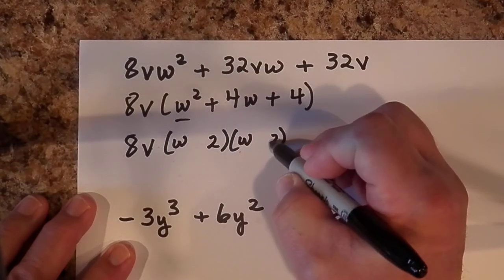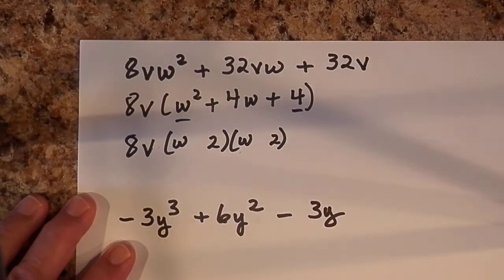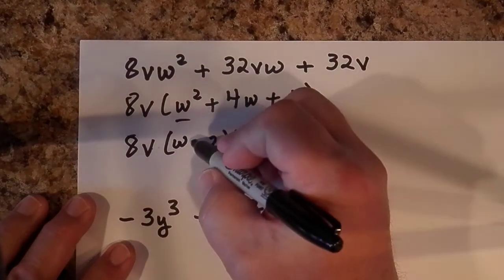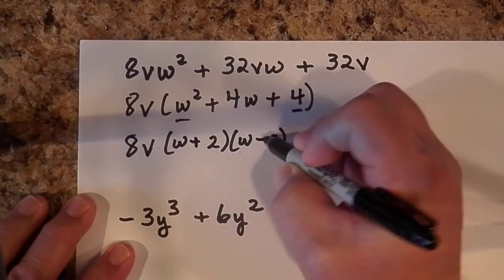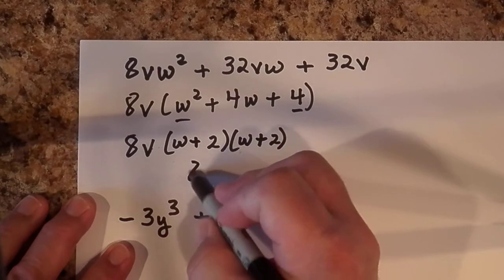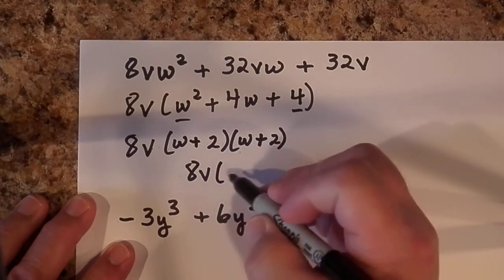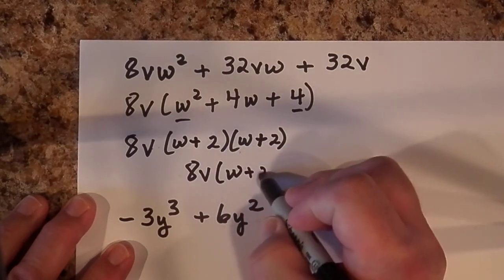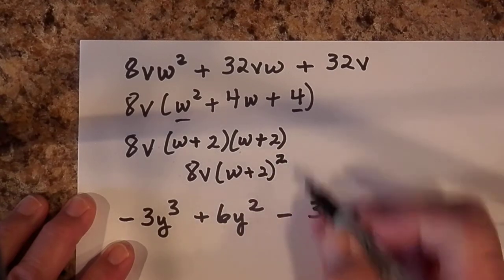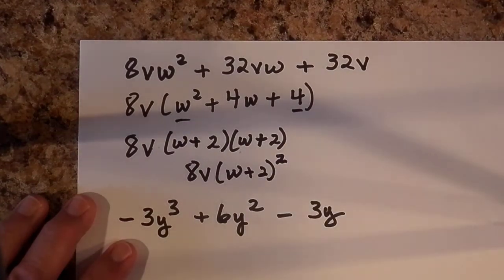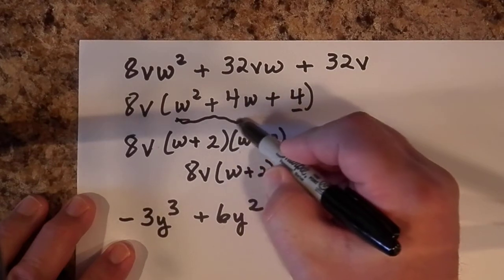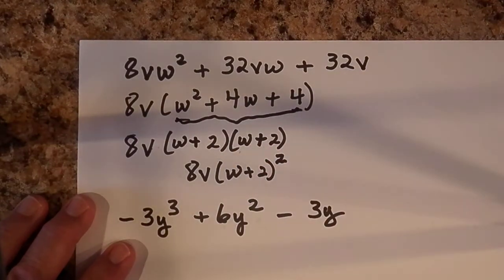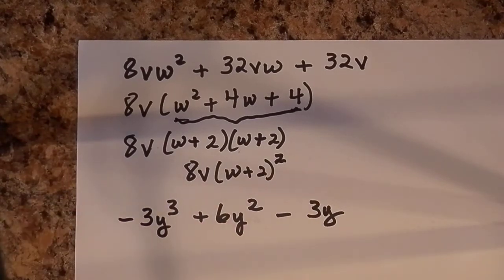2 times 2 gives us our last term, 4, and all the signs are the same. So this is called the perfect square because this can be simplified as w plus 2 squared. It's a binomial squared. So this is the perfect square, and this is how it factors.